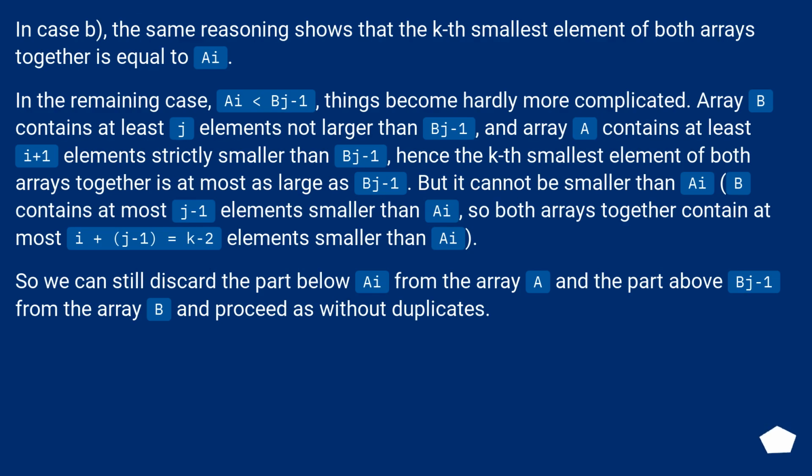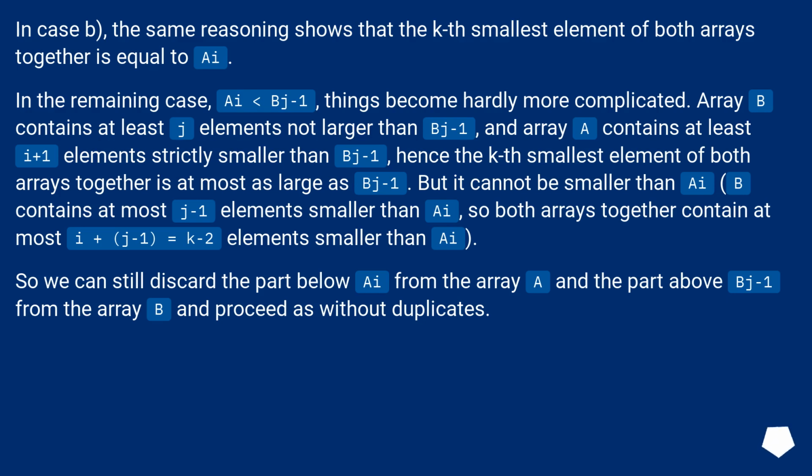In case B, the same reasoning shows that the kth-smallest element of both arrays together is equal to ai. In the remaining case, ai is lower than bj1, things become hardly more complicated. Array B contains at least j elements not larger than bj1, and array A contains at least i plus 1 elements strictly smaller than bj1, hence the kth-smallest element of both arrays together is at most as large as bj1. But it cannot be smaller than ai.